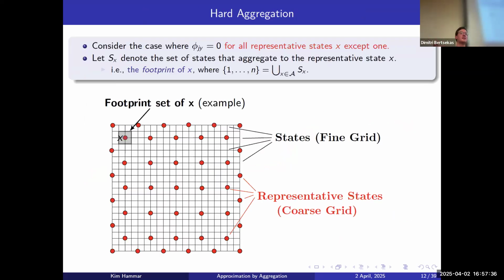This is a special case, but the whole framework is quite general in that you can design these distributions, phi, in a very general way. But now we're just focusing on a special case called hard aggregation, where we have this particular constraint that the aggregation probabilities are going to be 0 for all representative states except 1.